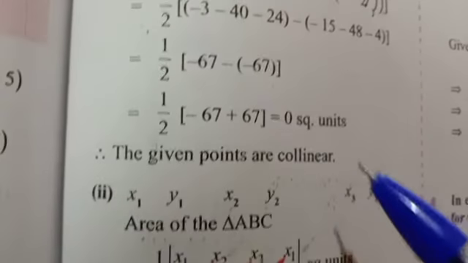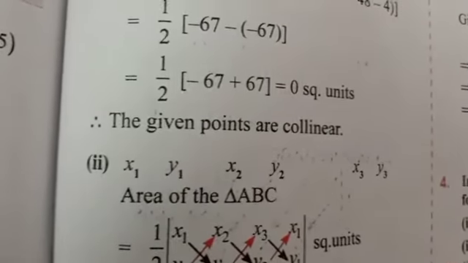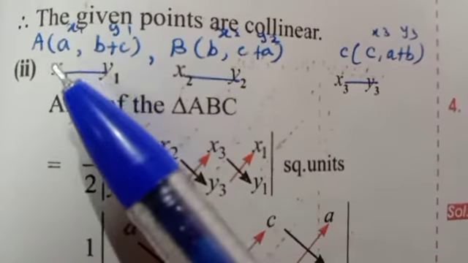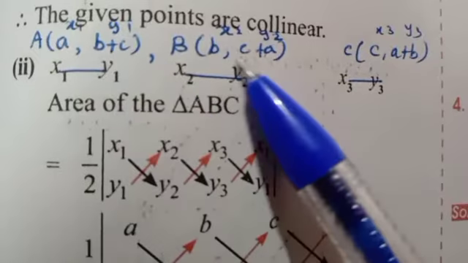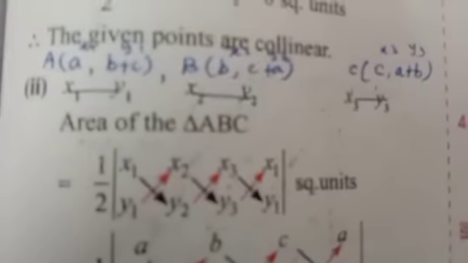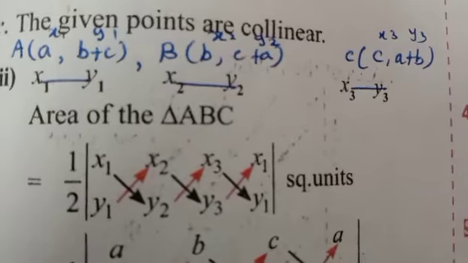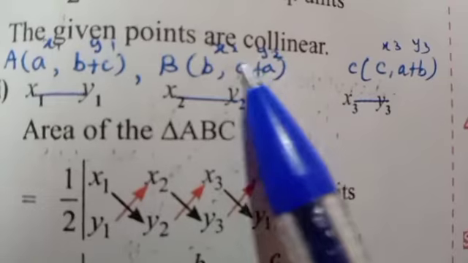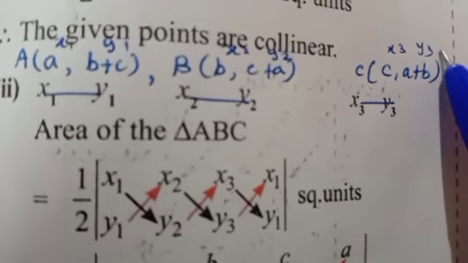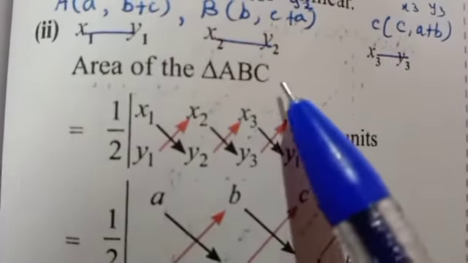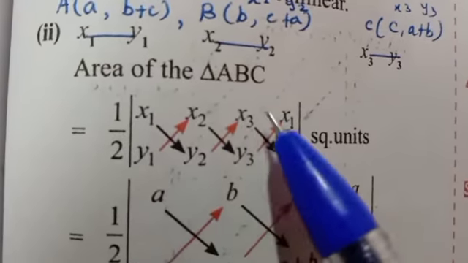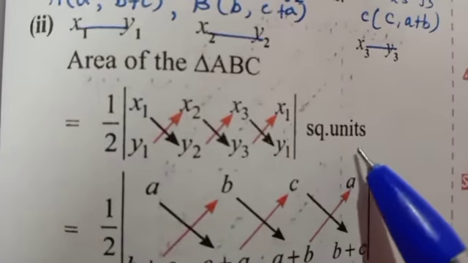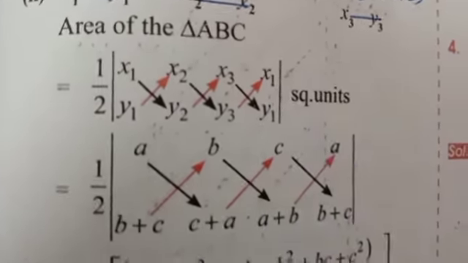Okay students. Second problem: the given points you have to take in order. First point A(a, b+c), second point B(b, c+a), third point C(c, a+b). Denote them as x1, y1, x2, y2, x3, y3. Write the formula: area of a triangle is equal to half into the determinant with x1, x2, x3, x1 and y1, y2, y3, y1. Then use the arrow mark, and you must write square units. That is the formula.